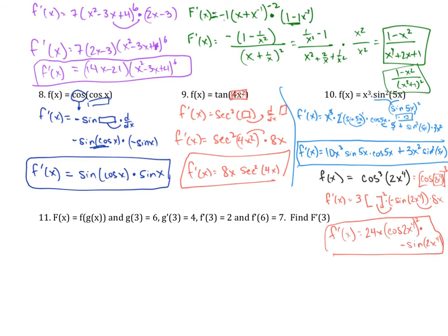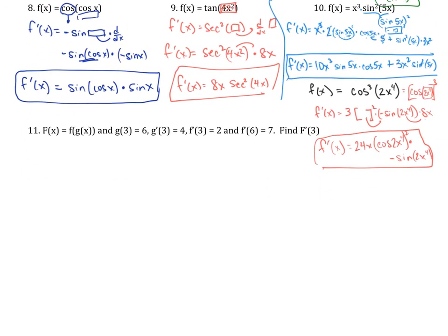All right, let's take a look at this last one and see what we got. If F of x equals this, and g of 3, g prime of 3, f prime of 3, f prime of 6 are given, we need to find F prime of 3. Well, let's see first how we can do F prime of x. So for this one, to find capital F prime of x, I have a chain rule going on. Remember, I work from outside to inside on this.